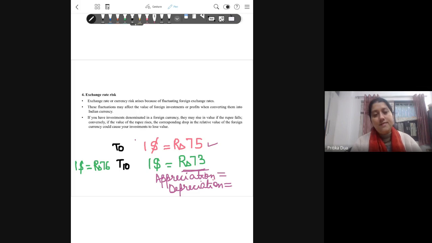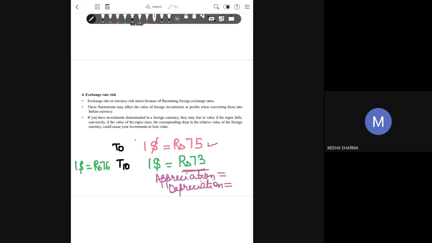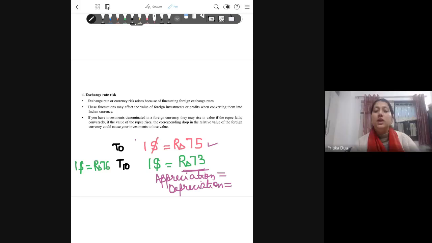Earlier you were giving 75 rupees for $1 and now you're giving 73 rupees for $1. Indian rupee appreciate हुआ है या depreciate हुआ है? मैम अप्रिशिएट। Very good. Indian rupee has appreciated because now I can buy the same dollar with a lower amount of Indian rupees and dollar has depreciated. Now this benefits the people who are importing.